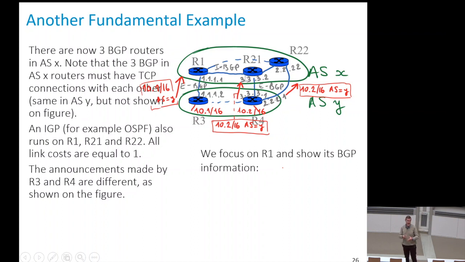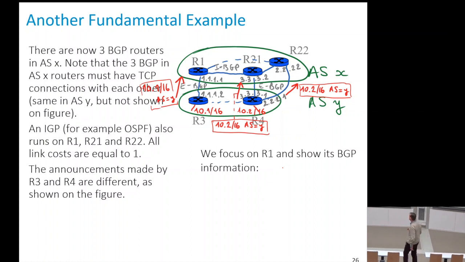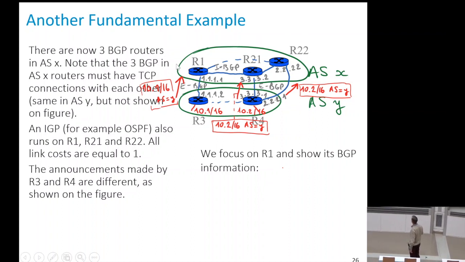So R21 is acting both as a BGP and OSPF router, if you want, in this case. All three routers in this domain are running both OSPF and BGP. I'm also assuming a small variant. R3 here is advertising only the prefix that's directly attached to it. So it advertises only the 10.1, and R4 advertises only the 10.2. That's one of the flexibilities that exists in BGP.